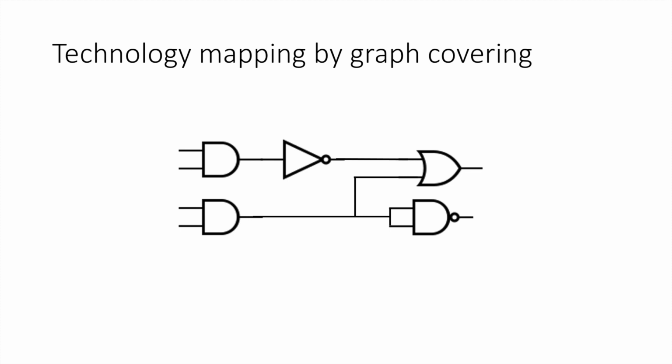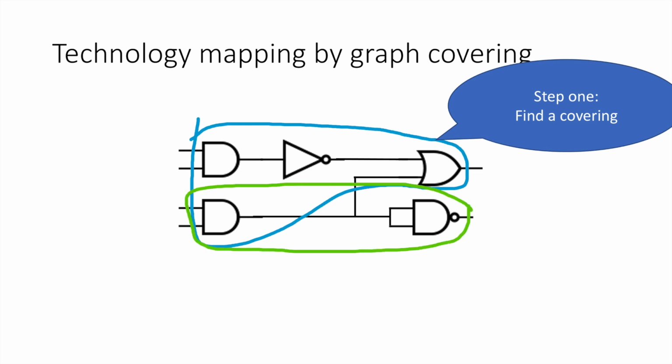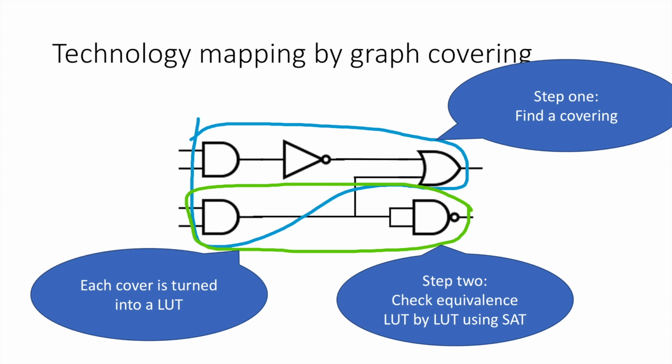So, the mapper is based on graph covering in the following sense. So first, we find a covering. For example, something like this. And each cover here is turned into a LUT. And then the second phase starts. Now we need to prove the input netlist equivalent to the output netlist consisting of our new LUTs. And this is where SAT solving comes in.